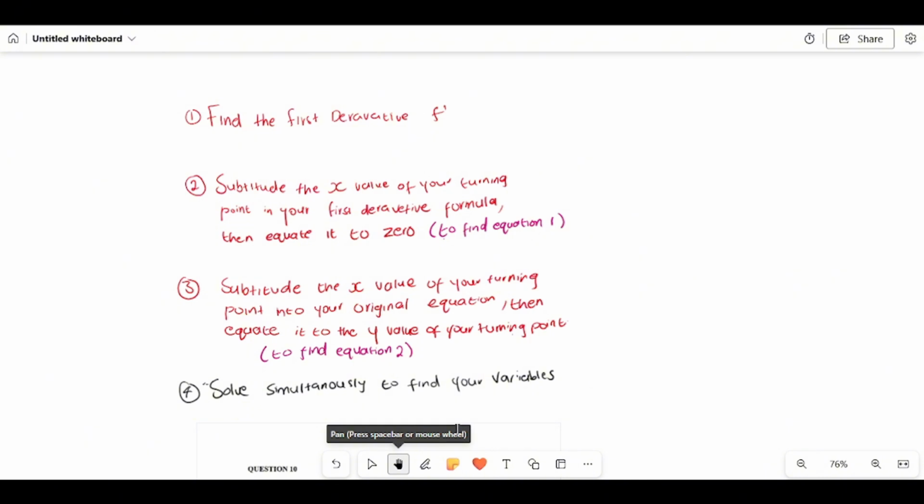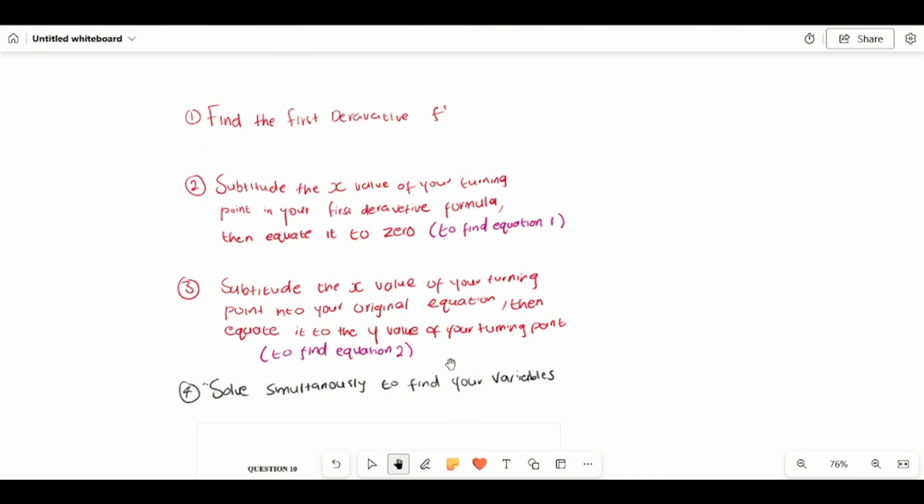Now let me just repeat step 2 and summarize it. So you found your first derivative. Now what you need to do is substitute the x value of your turning point into that first derivative formula, and after, equate it to 0. With regards to step 3, you need to substitute the x value of your turning point into your original equation, and after, equate that equation to the y value of your turning point. And lastly, you're going to solve simultaneously to find your variables.